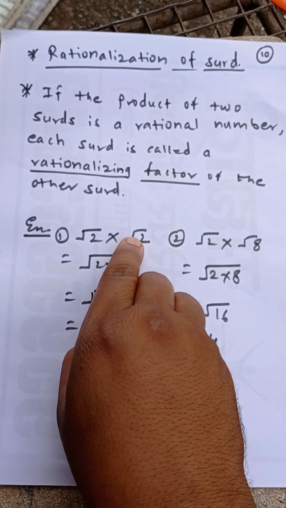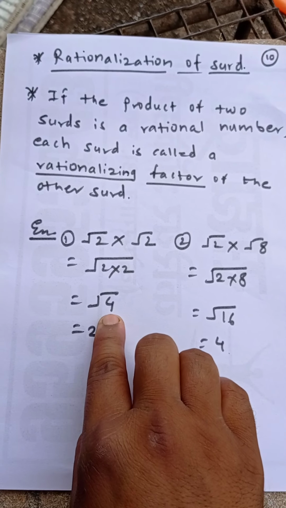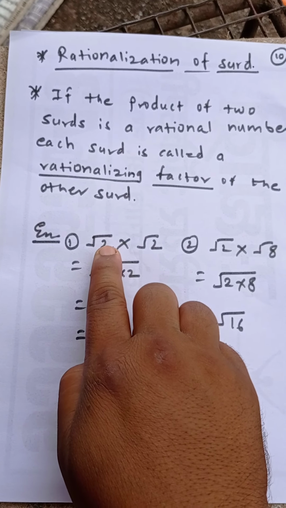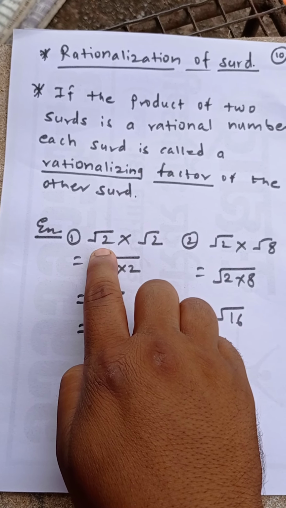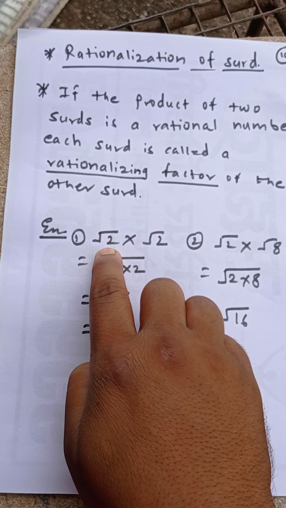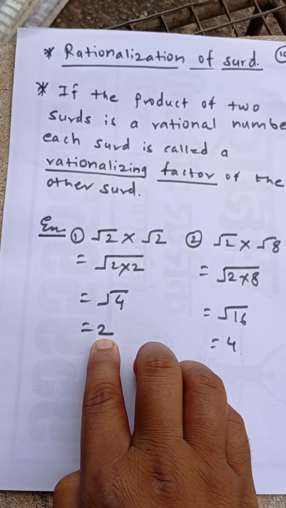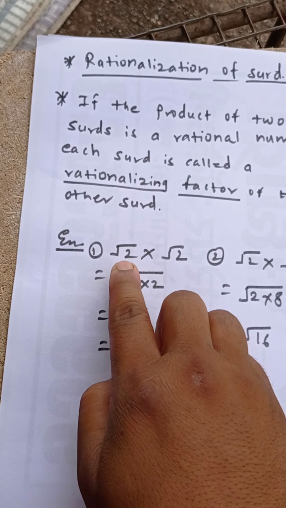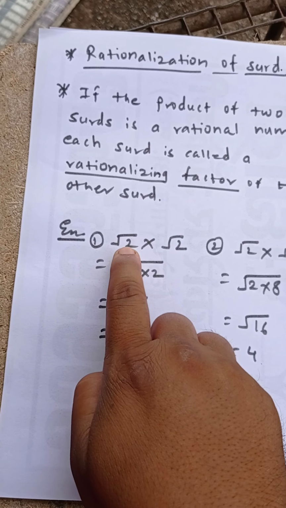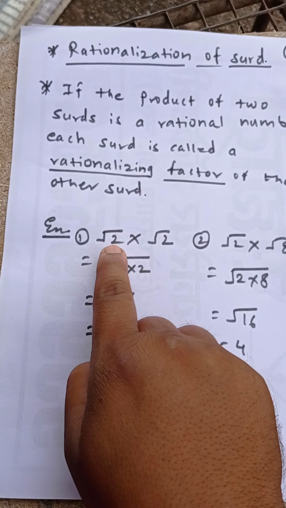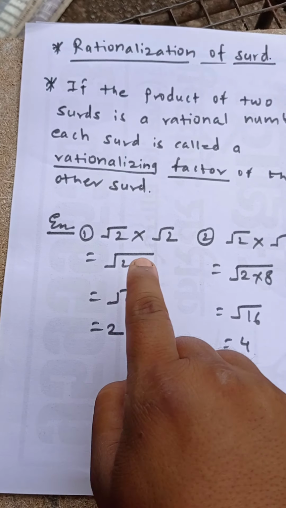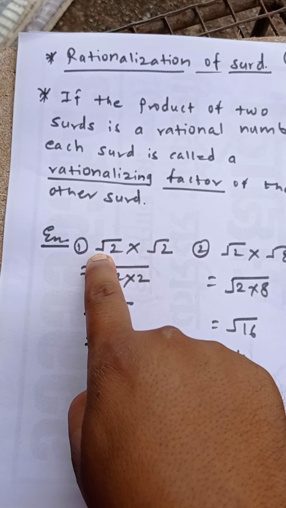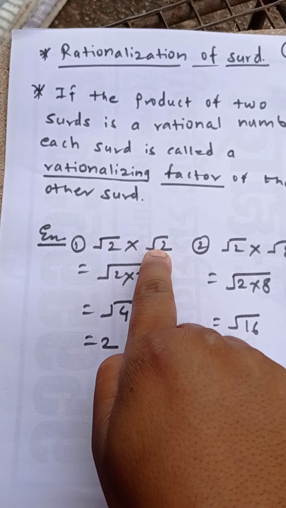If we multiply this root 2 by root 2, we get root 4. The square root of 4 is 2. See, 2 is a rational number and root 2 is an irrational number. So this irrational number is transferred into 2. We can say that if we multiply root 2 by root 2, we get a rational number. So root 2 is converted from irrational to rational, because we multiplied it by root 2. So root 2 is a rationalizing factor of root 2.